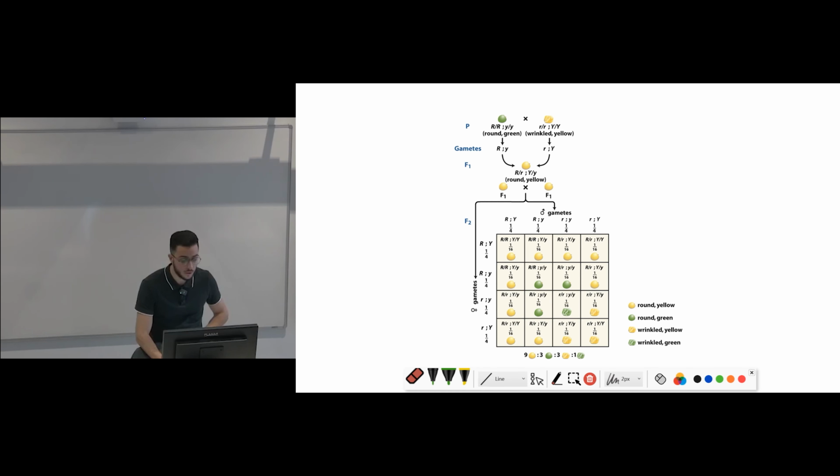So if you cross heterozygous Rr, oh, this works. Can you see? Okay, put that. Okay, nope. Okay, I won't do it with my finger then.